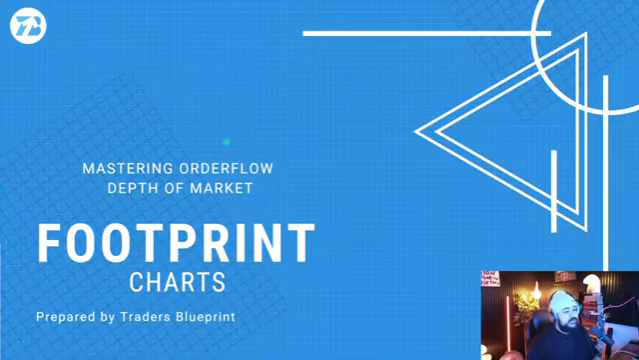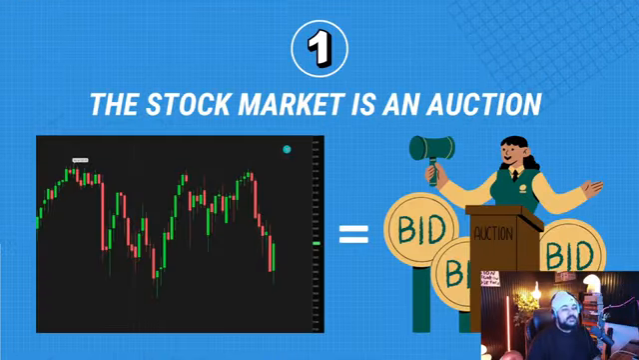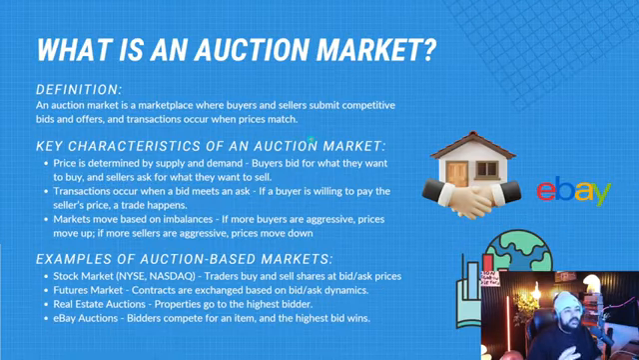So in this section of the video, we're going to be going over what footprint charts and order flow really is. But to understand that, you need to think of the market as an auction. The market is an auction market where there's buyers and sellers looking to agree on a price.